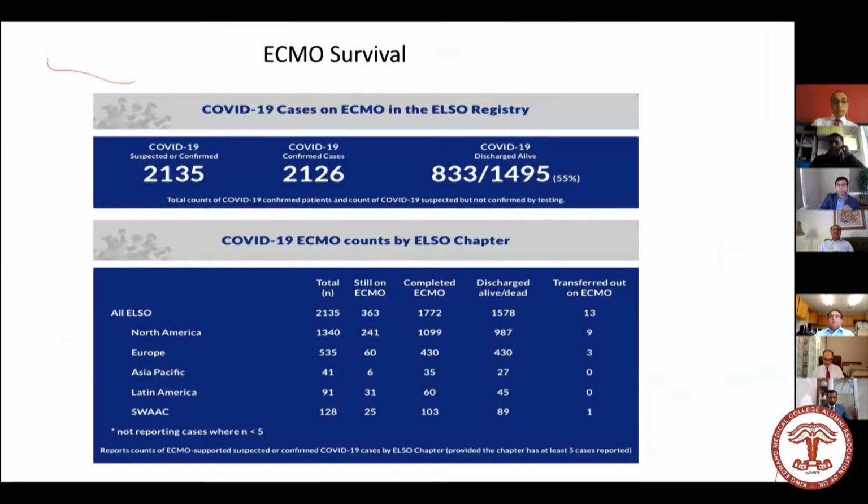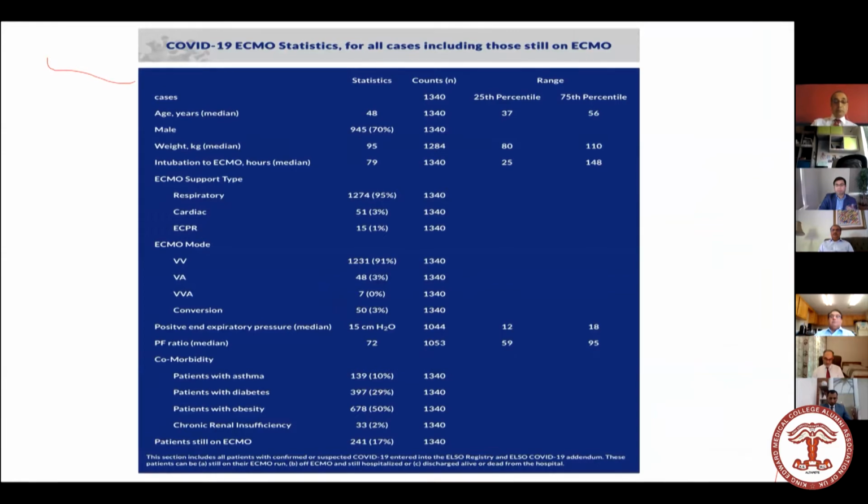Now, this is from the ELSO registry, which is from across the globe. So far, there are 26 confirmed cases of ECMO, and there is about 55% survival. In North America, it's about 1,340, and that's what I'm going to talk about next. Out of 1,340, the median age was 48. Most of these were male. The intubation to ECMO time, which is very vital, is 79 hours. It's about three days and a few hours.